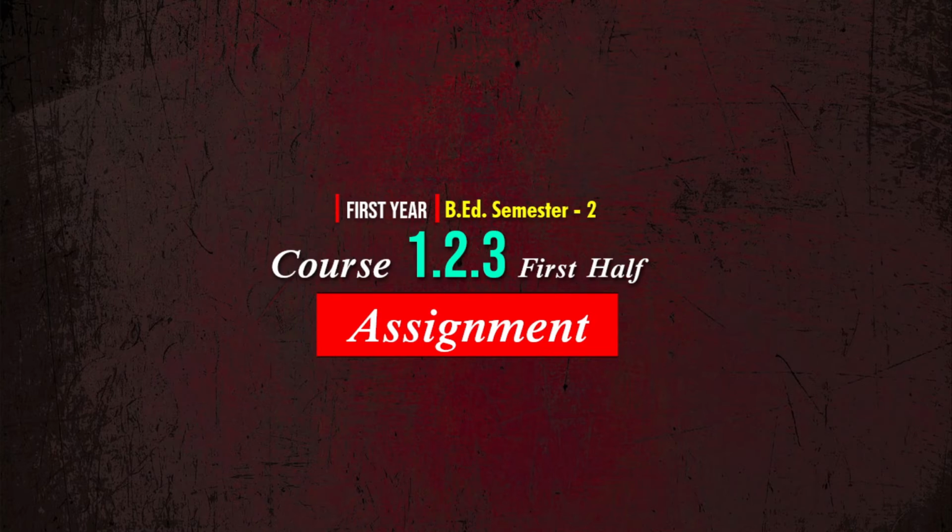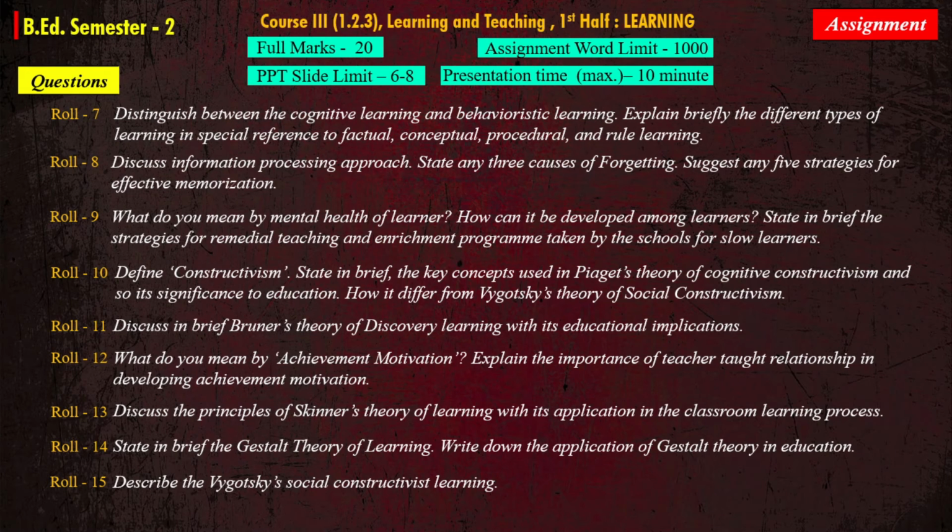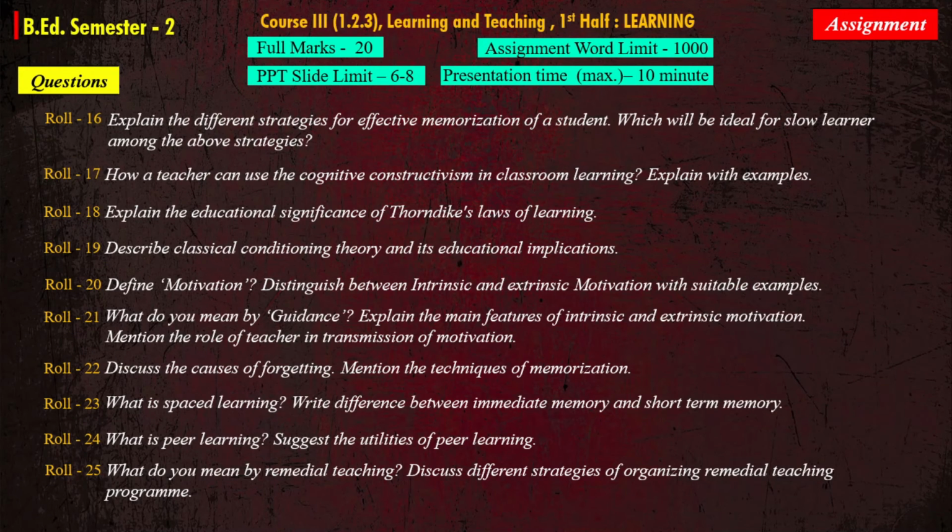Now first year B.Ed semester 2 course 1.2.3 first half assignment. Here I have given you this assignment to solve class roll number wise. Besides hard copy, you have to give your PPT presentation. That is, you have to use PowerPoint to discuss the topic. Here the full marks for your assignment is 20 and assignment word limit is 1000. You will get maximum 10 minutes for your presentation.